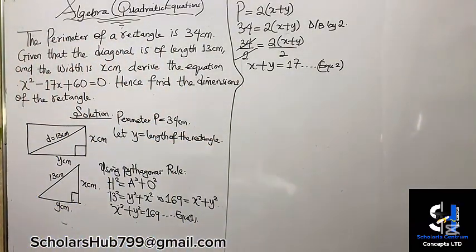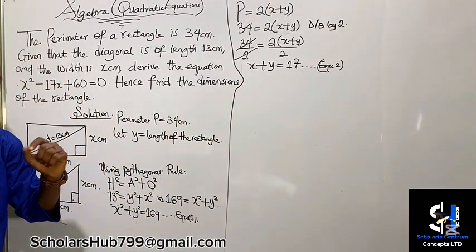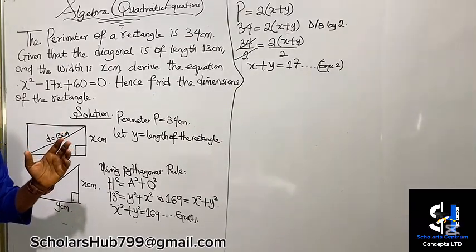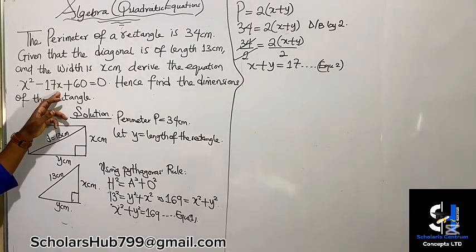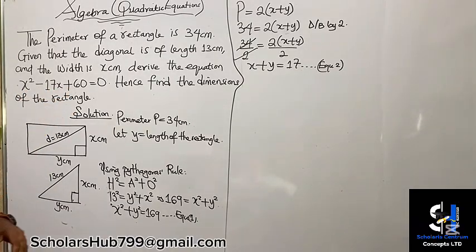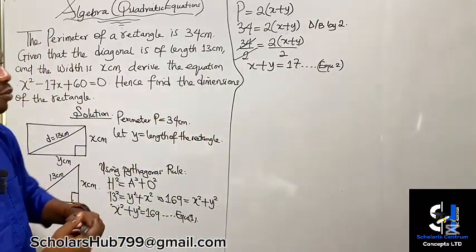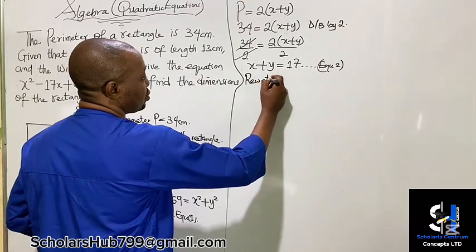Now, don't forget that this is important because the first thing we need to find out is this equation. Now we want to derive this equation, x squared minus 17x plus 60 equals 0. So what I will do is express y in terms of x from here. So I'll rewrite this equation.